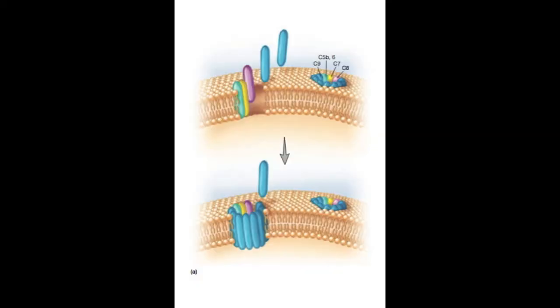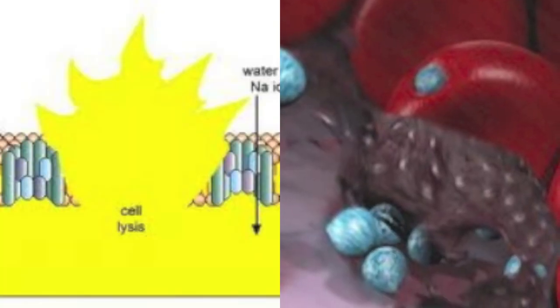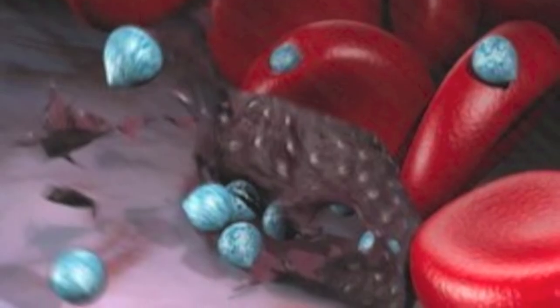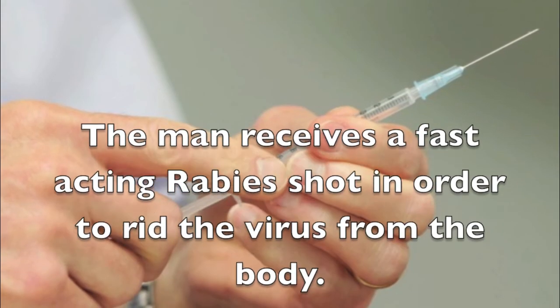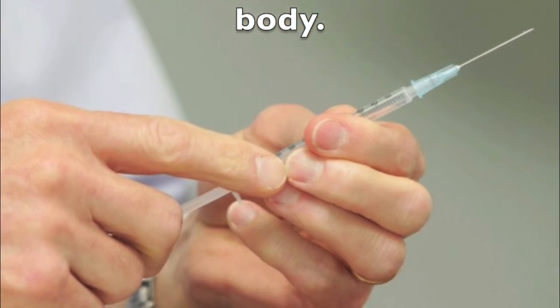C5B, C6, C7, C8, and many C9 proteins come together to form a ring in the cell membrane. This ring allows molecules to pass in and out of the membrane. This causes the membrane to lyse, therefore killing the cell. The man receives a fast-acting rabies shot in order to rid the virus from the body.